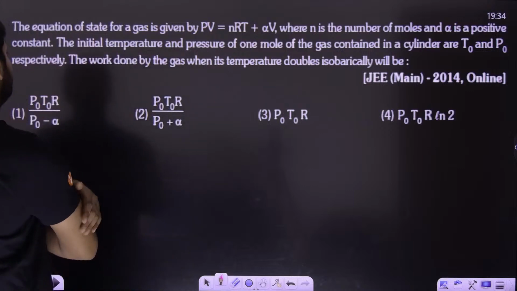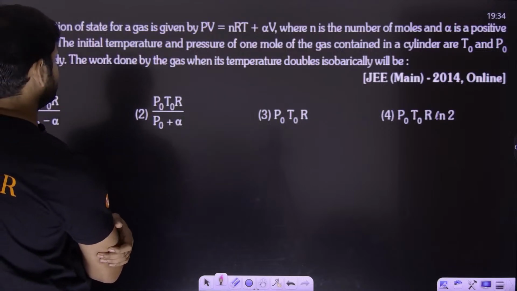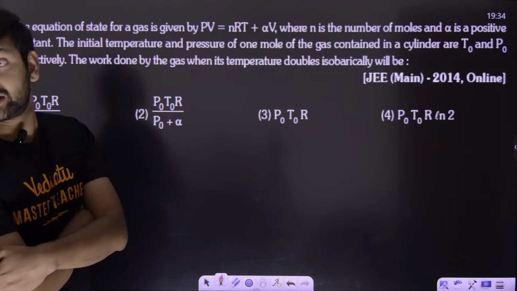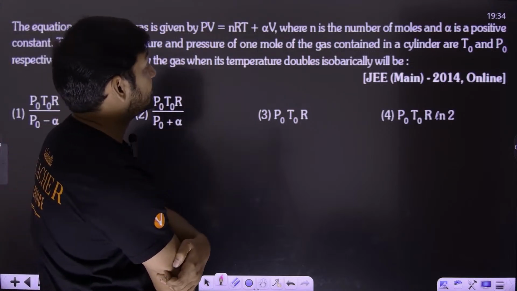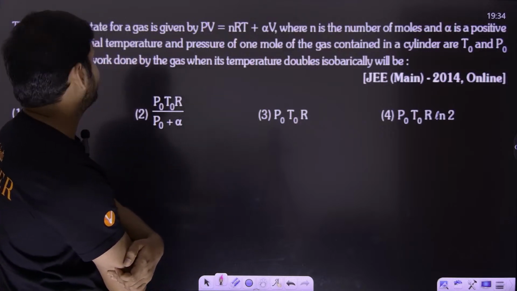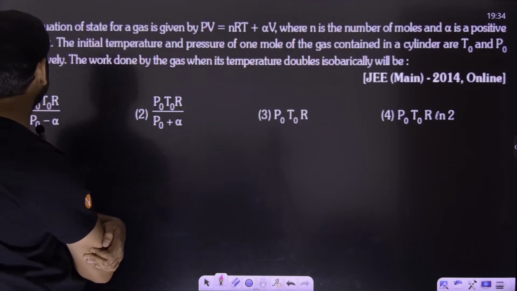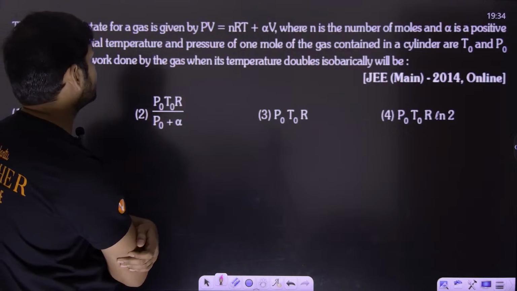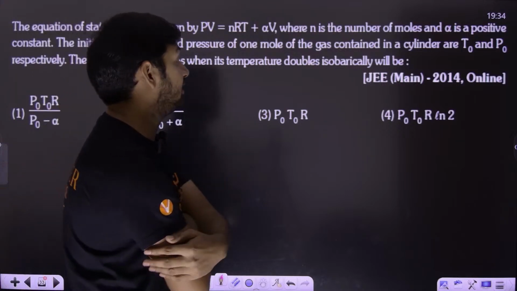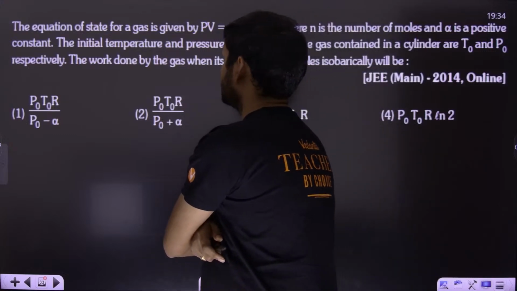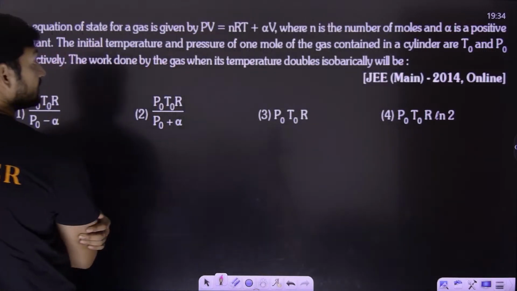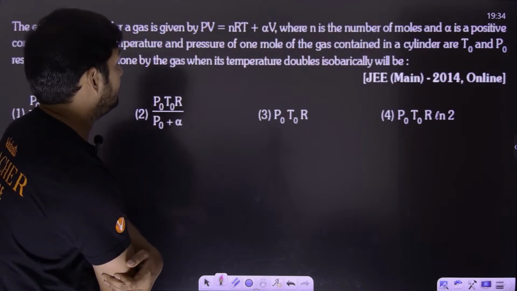Okay. The equation of state for a gas is given by PV is equal to nRT plus alpha V, where n is the number of moles and alpha is a positive constant. The initial temperature and pressure of 1 mole of gas contained in a cylinder are T0 and P0 respectively. The work done by the gas when its temperature doubles isobarically.